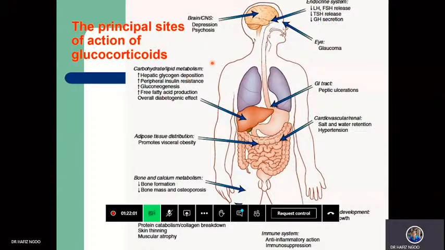Okay. But on the metabolic side, on carbohydrate and lipid metabolism, it increases hepatic glycogen deposition, increases peripheral insulin resistance, increases gluconeogenesis, so that you can form more glucose and circulate into the plasma to increase the plasma glucose concentration, and increases free fatty acid production.